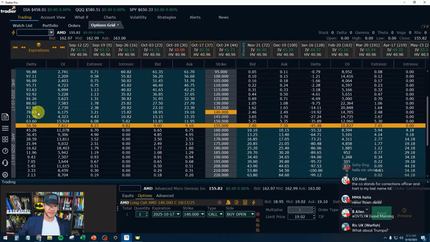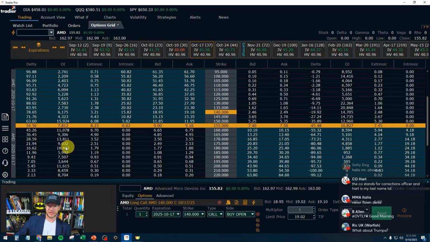Now, gamma is the rate of change, how this accelerates or decelerates. We're not going to talk about that, that'll be next week. But for every $1 that AMD goes up, my option is going to go up 78 cents. Cool. I like it.